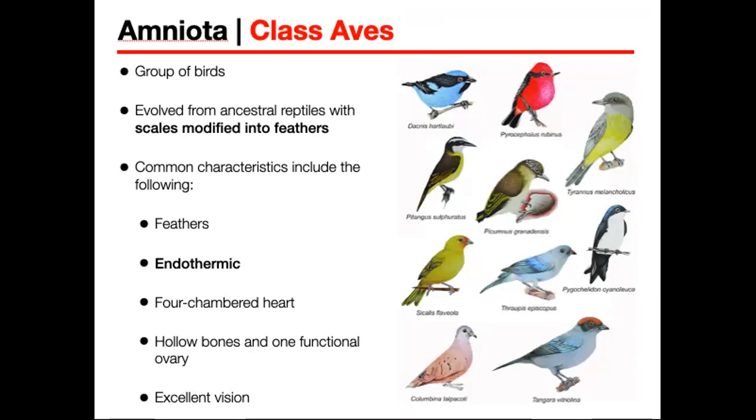Okay? And unlike reptiles, they now have this four-chambered heart. Okay? Ibig sabihin, kapag may four-chambered heart yung organism, complete na ngayon yung oxygen-rich and oxygen-poor blood in the body. Okay? You also have these hollow bones and one functional ovary for females that help them reduce their body weight, and also kailangan din nila ng excellent vision, no? That they need to use to get their food, to navigate, and to identify possible mates.